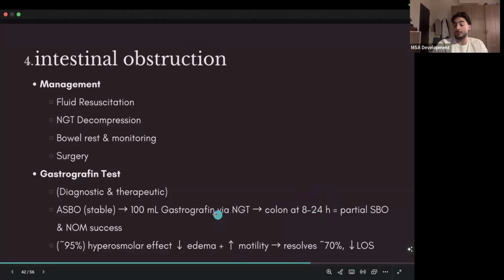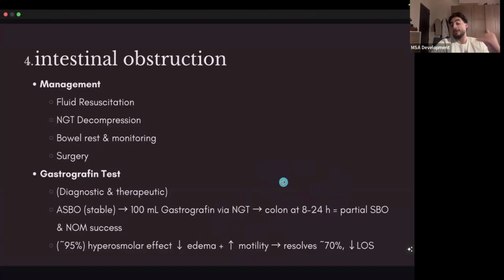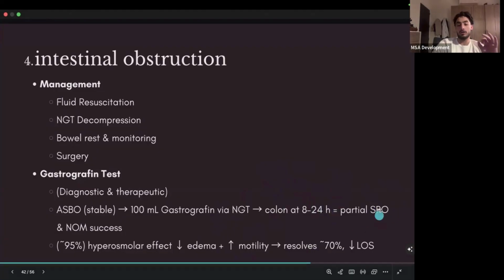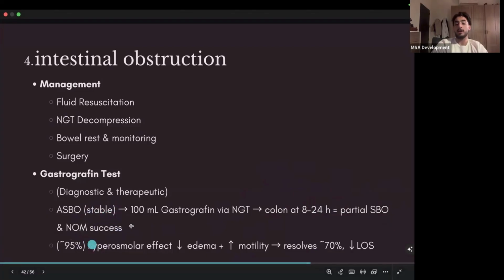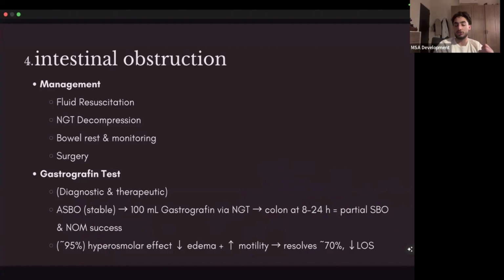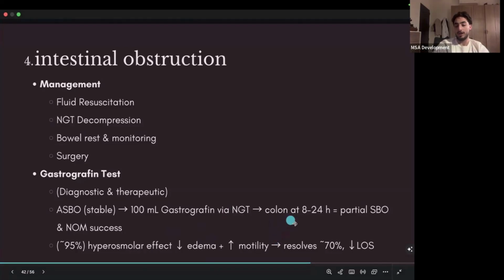And if you can see the gastrographin inside the colon, again, here we're talking about small bowel obstruction, then that means it's a partial small bowel obstruction, and the non-emergent, non-surgical management is probably going to be successful. Okay. And the therapeutic part is that because it's hyperosmolar, it's going to relieve some of the pressure that's going on proximal to the obstruction. It's going to decrease the edema and increase the motility, so that you can maybe have resolution of the intestinal obstruction.